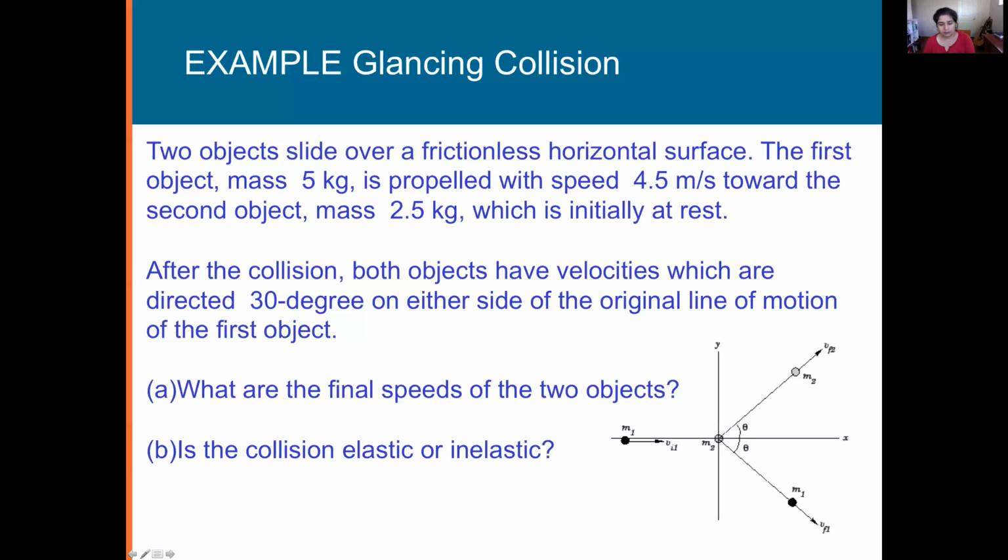Part B, is the collision elastic or inelastic? The difference between inelastic and elastic is whether kinetic energy is conserved or not. So once you know all the final velocities and all the masses, you need to compare your total kinetic energy initially with the total kinetic energy after collision. If they are the same, then we had an elastic collision. Otherwise, inelastic. But first, for the first part, what are the final speeds of the objects?